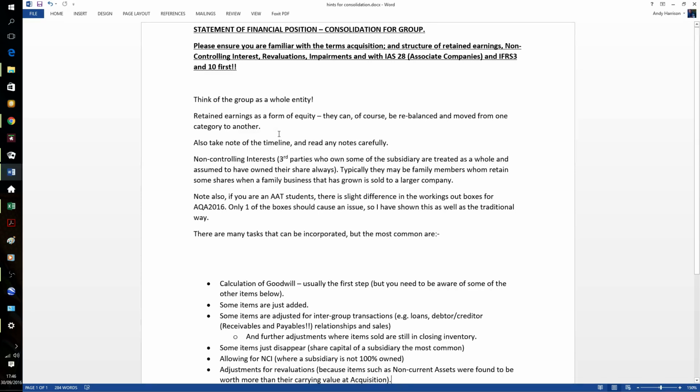Quick hints: don't spend too much time talking before we get on with the numbers. Think of the group as a whole entity. Remember that retained earnings are a form of equity. We can of course have a bonus issue and turn retained earnings or revaluations into shares, and we can move them about.